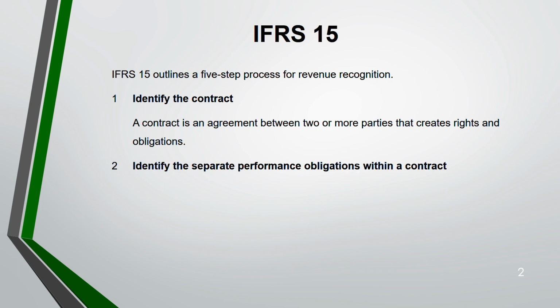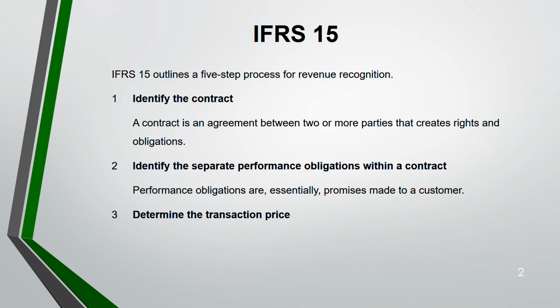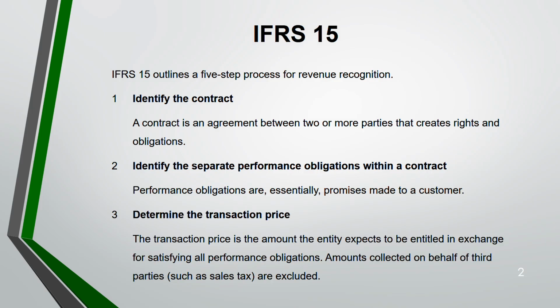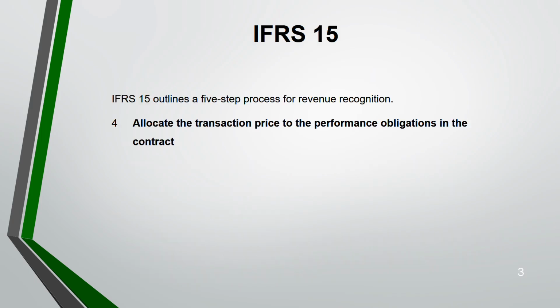Second, identify the separate performance obligation within the contract. Performance obligations are promises that are made to a customer. Third, the transaction price. The transaction price is the amount that the entity expects to receive in exchange for satisfying their performance obligation. Amounts that are collected on behalf of third parties, such as sales tax, are not transaction price. They are excluded.